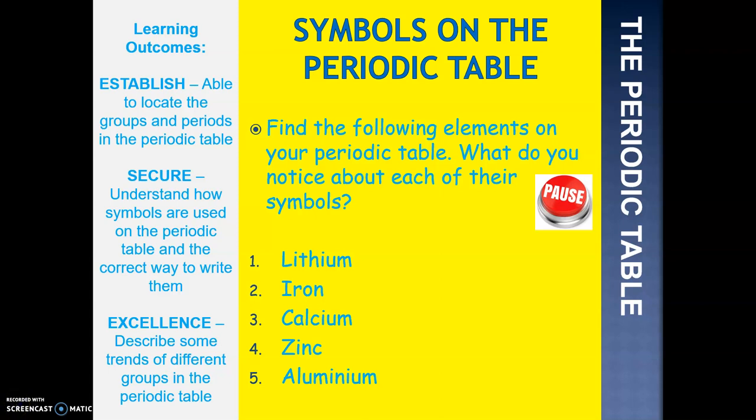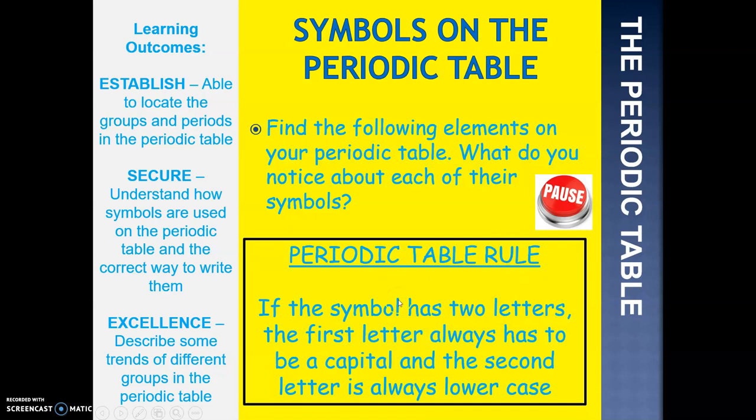I'm going to quickly go through these and give yourself a mark out of 5 as I'm going through this. So, lithium on your periodic table, hopefully you found that was Li. Iron, obviously Fe. Calcium, Ca. Zinc, which is Zn, and then aluminium, which is Al. Hopefully, what you notice about each of these symbols is the periodic table rule that if the symbol has 2 letters, the first letter always has to be capital, and the second letter is always lowercase. But if it's 1 letter only, it will only be a capital.